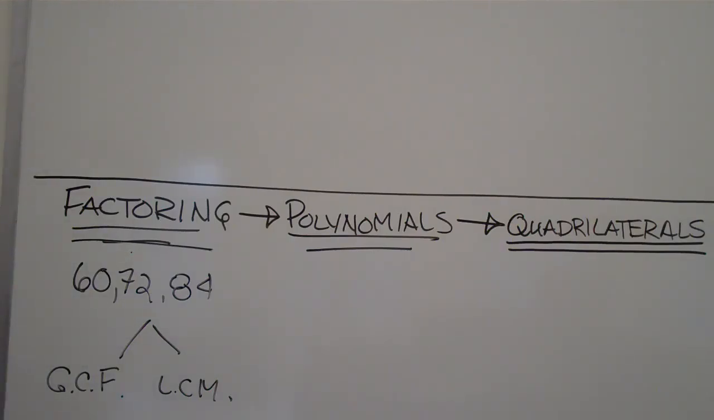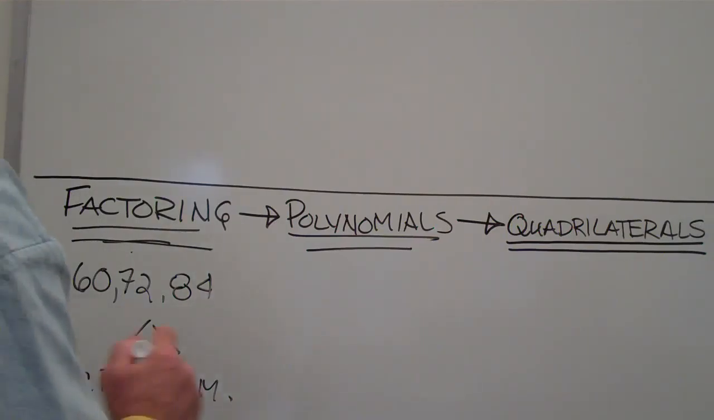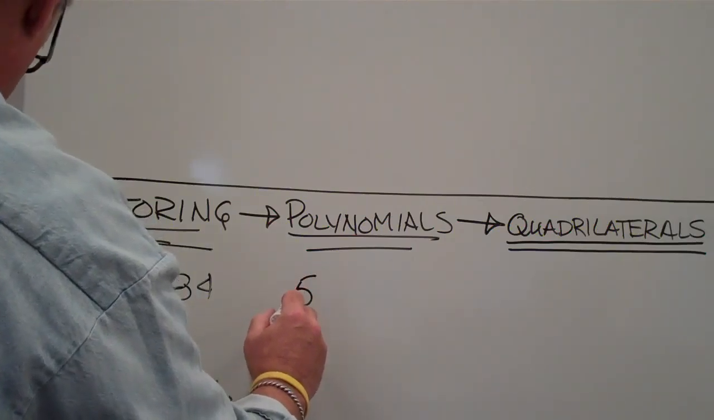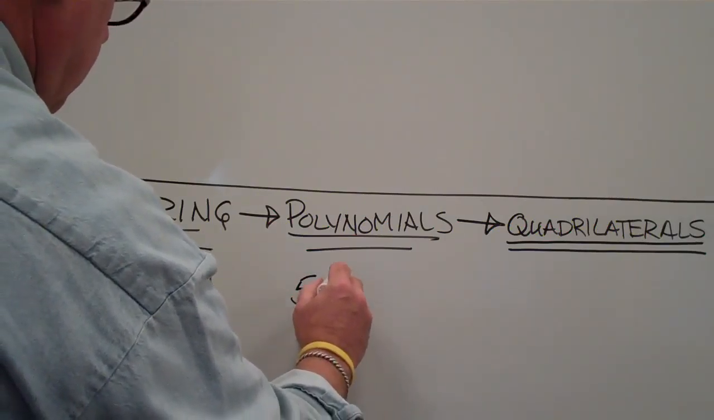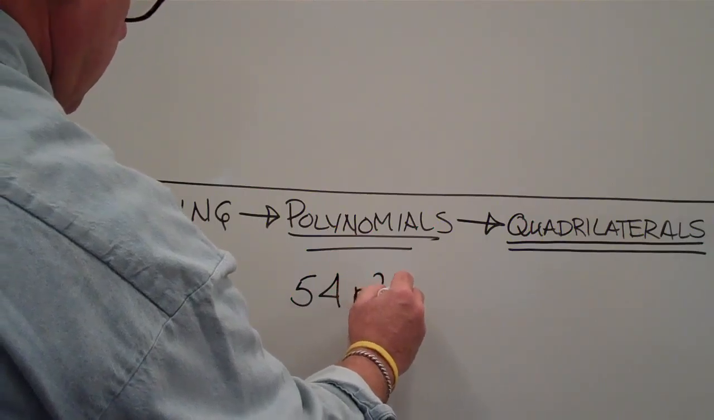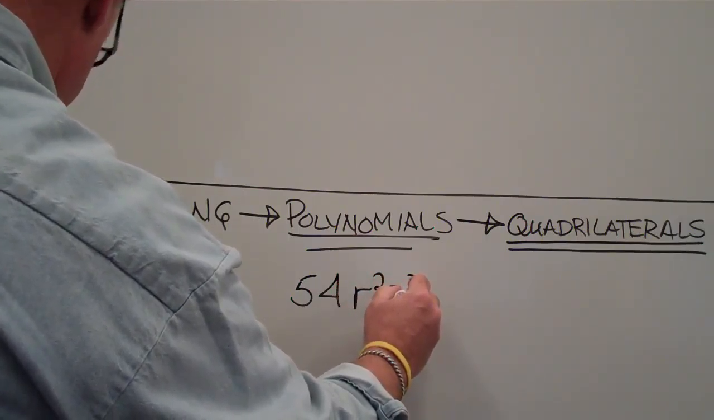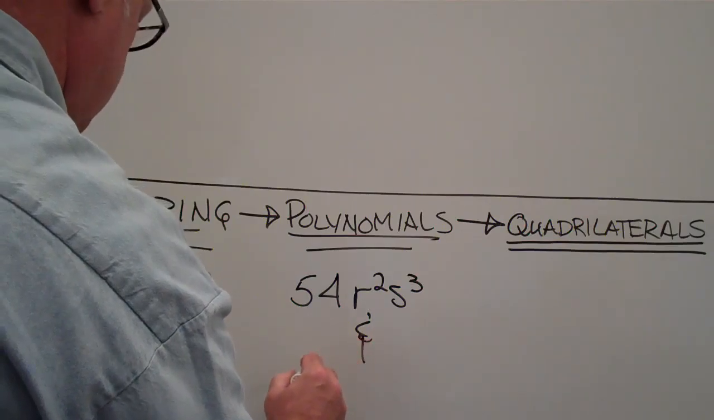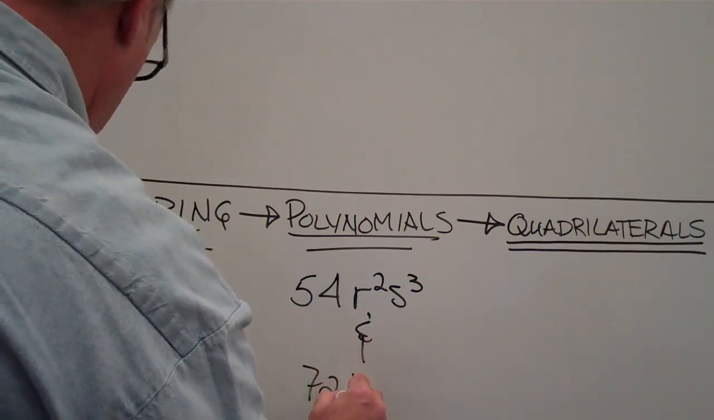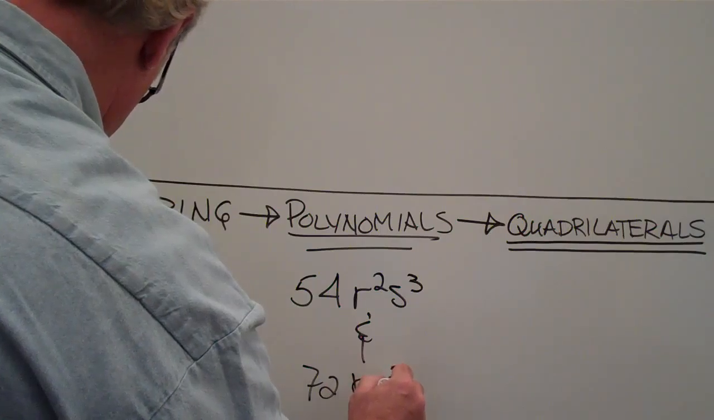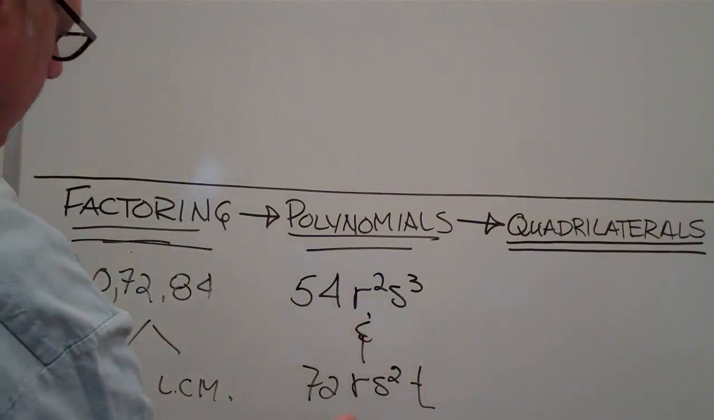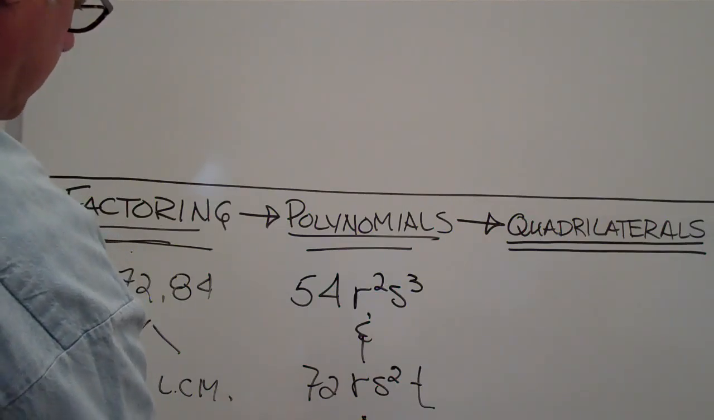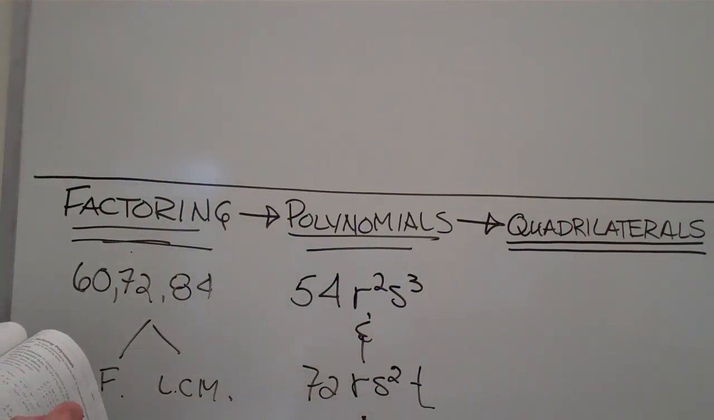Polynomials just make it a little more confusing by saying, okay, let's find the same thing. Let's find the greatest common factor and the least common multiple if we introduce some coefficients and some variables. So we could have 54 r squared s to the third and 72 r s squared t, and then find the greatest common factor and least common multiple of those.